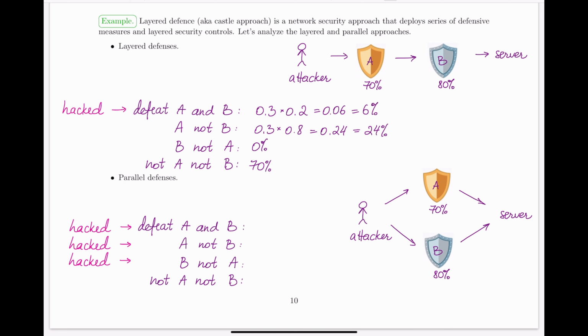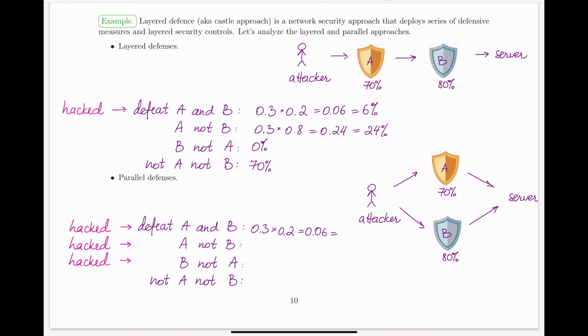This is already troublesome because we can see that there's only one case in the layered defenses approach that attacker succeeded through, whereas there are 3 cases in the parallel defenses approach where attacker was successful to get into server. But maybe the percentages of success here are lower. So we're going to have to calculate it to figure it out. Defeating A and B. So this is actually going to be very similar. I'm going to be able to get through both of the scenarios, means the attacker broke defense A and they broke defense B, and that will be successful 6% of the time.